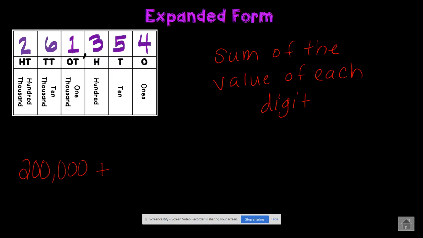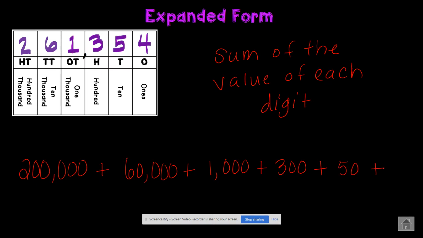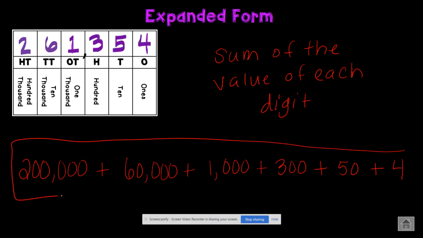To it, we're going to add the number in the next place value spot, which is in the 10,000 spot. We have 6 ten thousands, or 60,000. In the next place, we have a 1 in the 1,000 spot, or 1,000. Then we have a 3 in the hundreds place, 300. A 5 in the tens place, giving us a value of 50. And a 4 in the ones place. And now I have successfully written out my number in expanded form.